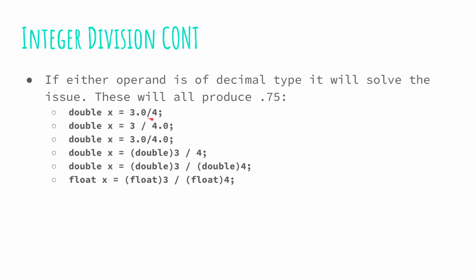So if we have 3.0 divided by 4, it's going to give us a 0.75. We can't put 0.75 into a data type of integer because integers only accept whole numbers. So you will get an error if you have int x equals some sort of decimal here.